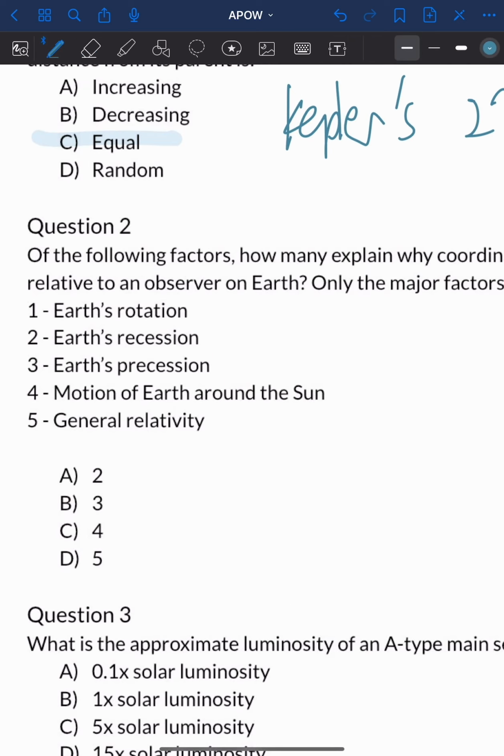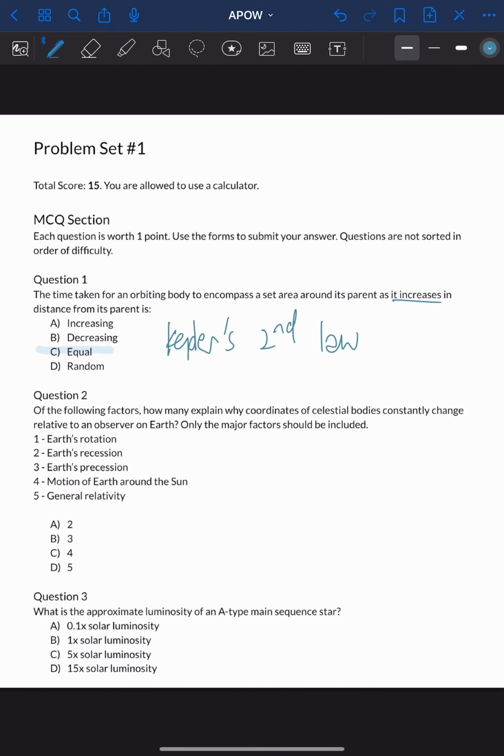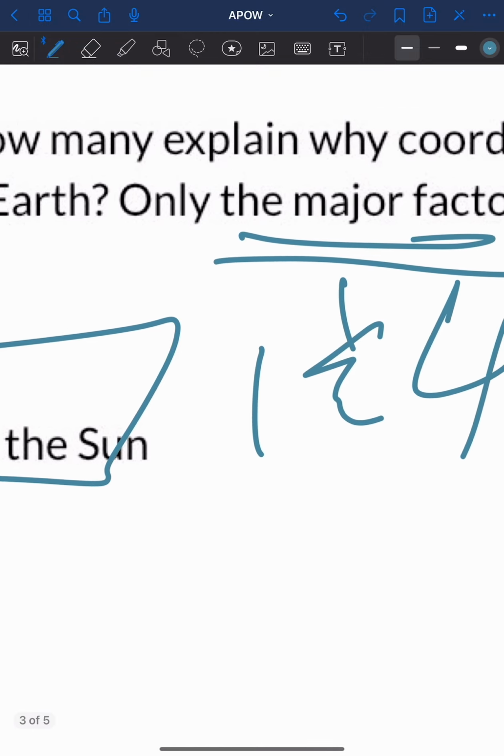Actually, give me a moment. Is that why? Yeah, I think that's why. I'm pretty sure that's why you don't get to see Orion in June, because of the motion of Earth around the Sun. But anyway, because 1 and 4 are correct, the answer is 2, because they're the major factors.